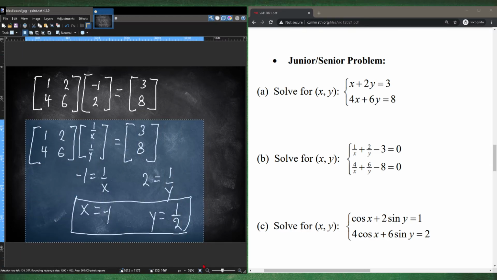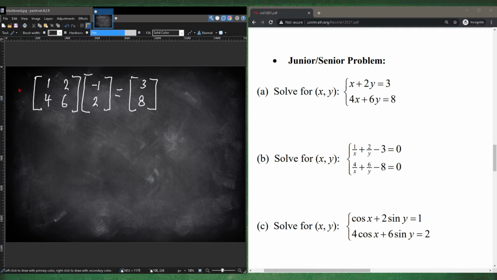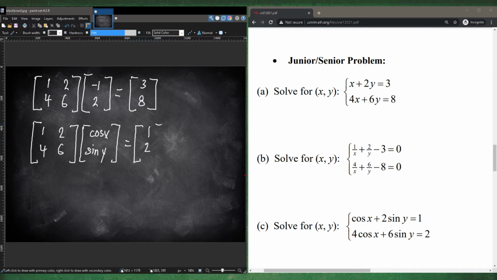Okay, now let's solve part C. So we'll do the same thing, write in matrix. So the coefficients are 1, 4, 2, 6, as similar above. And then we have our inputs, which is cosine of x and sine of y. And then our outputs are 1 and 2. Okay, so this doesn't seem the same because this is 3/8 and this is 1, 2.